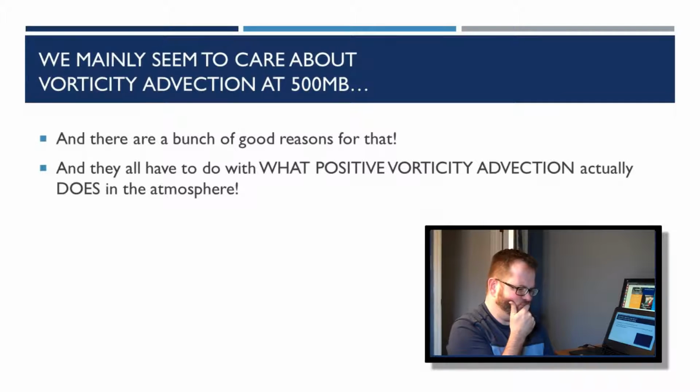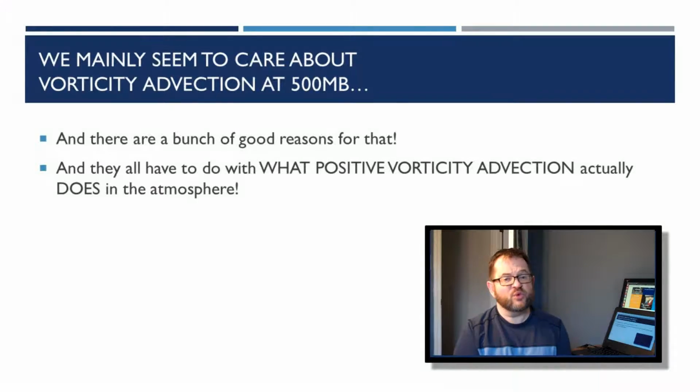I mean, in fact, you can use WXP to make a map of absolute vorticity and heights at any pressure level. You want to do it at 1,000 millibars, knock yourself out. You want to do it at 200 millibars, knock yourself out. But we only ever really see it, on a website or in a textbook, at 500 millibars. And it turns out there's going to be a bunch of good reasons for that, but they all have to do with what positive vorticity advection actually does in the atmosphere.